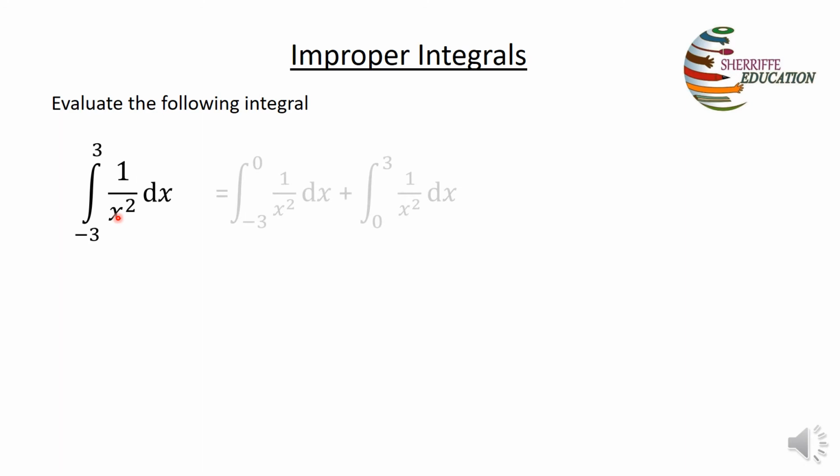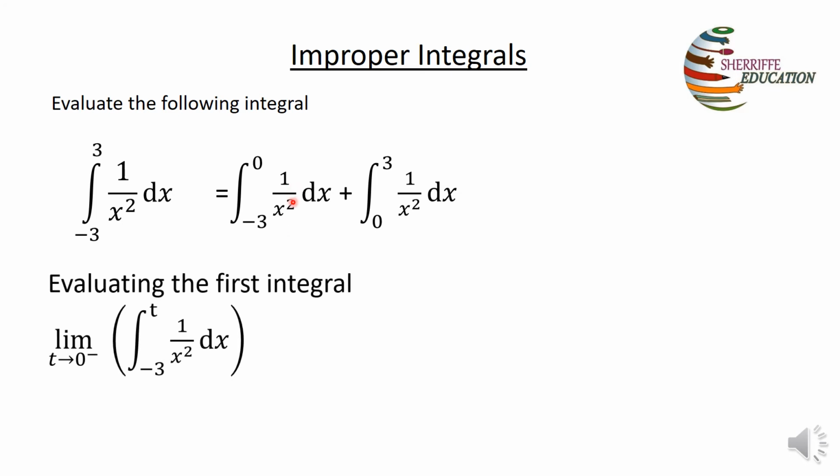So what we do is separate our integral at 0. Once again, that 0 is the point that is giving us problems, a trouble point. So we integrate from negative 3 to 0, and then from 0 to 3. So we split our integral at the point where the integrand is not continuous. We now evaluate each of these individually.